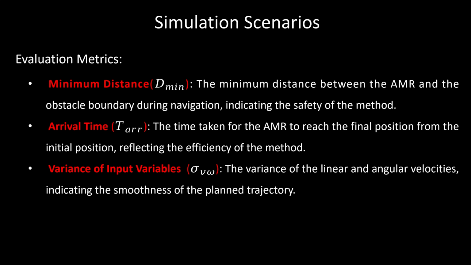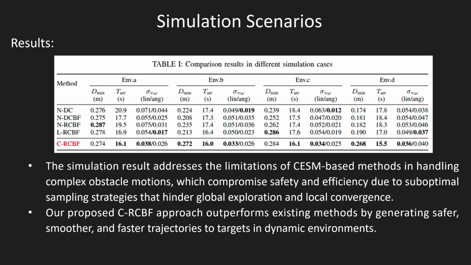We set 3 indicators to evaluate the method. The minimum distance represents the effective distance between the robot and the obstacle. The arrival time represents the driving efficiency of the trajectory. The variance of the input variable represents the smoothness of the trajectory. The experimental results show that our proposed method maintains better trajectory safety and efficiency in various scenarios.